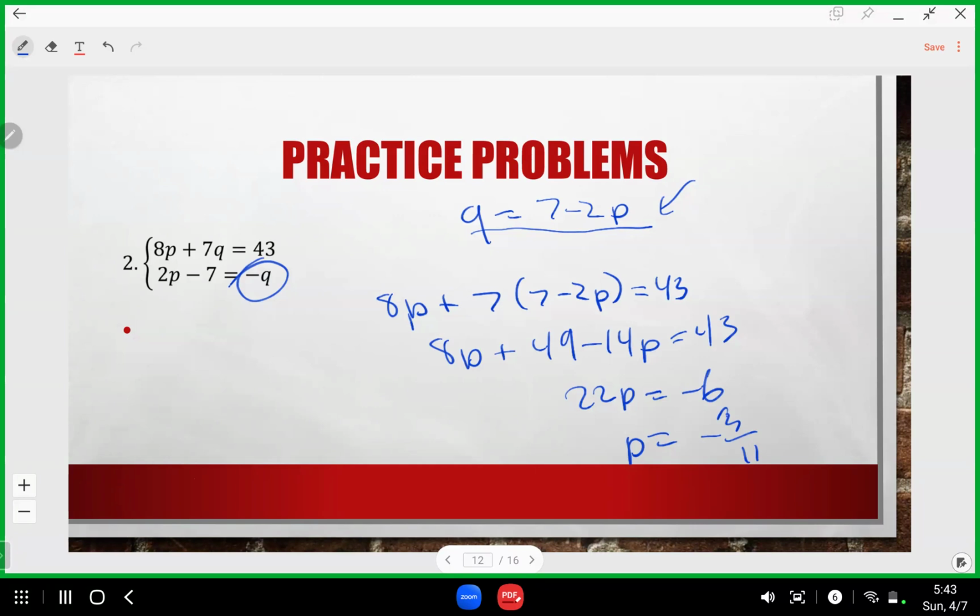Huh. Isn't 8p minus 14p negative 6p? That's a great question. Oh, I've been doing the wrong thing this whole time because I added them. Huh. The 6p. Okay, nothing is wrong.